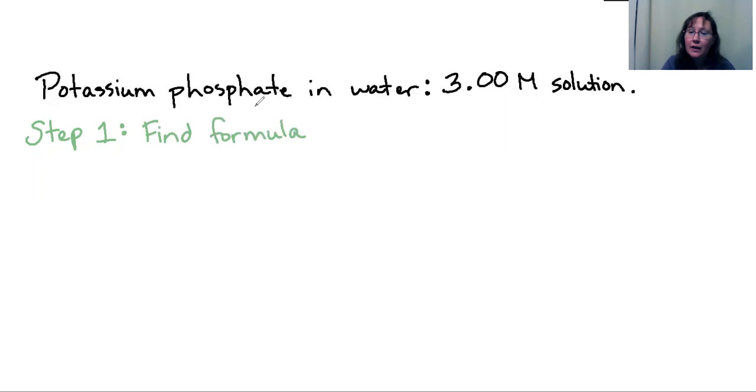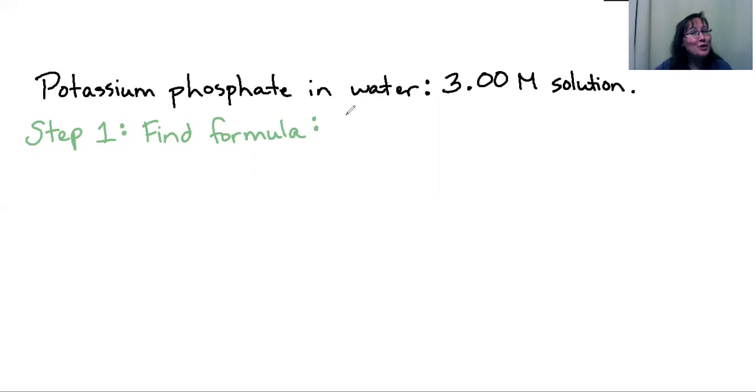Because you have been given the solute by name rather than formula. So that's our first step. And of course, we're going to do that by using our ion list. And again, you cannot look these up online. Even though this is not what we're studying in this chapter, you cannot type in the formula for potassium phosphate and look it up that way. You have to use your ion list.